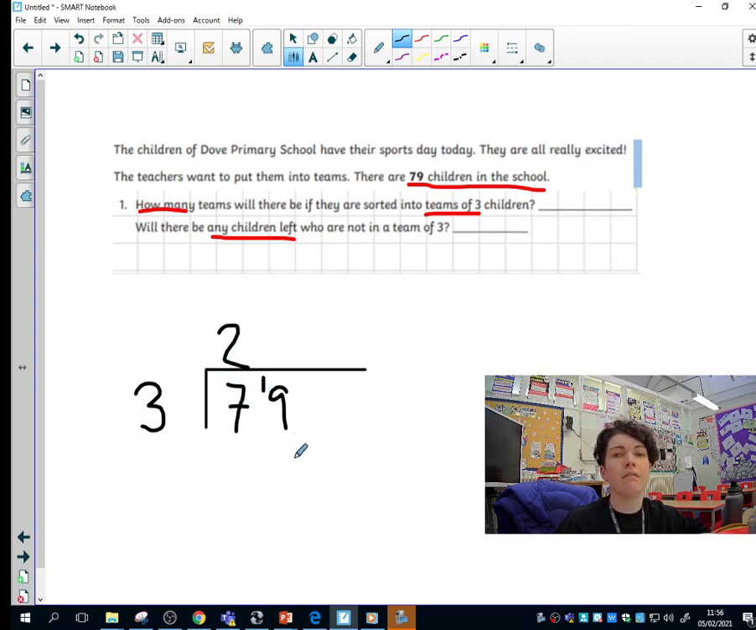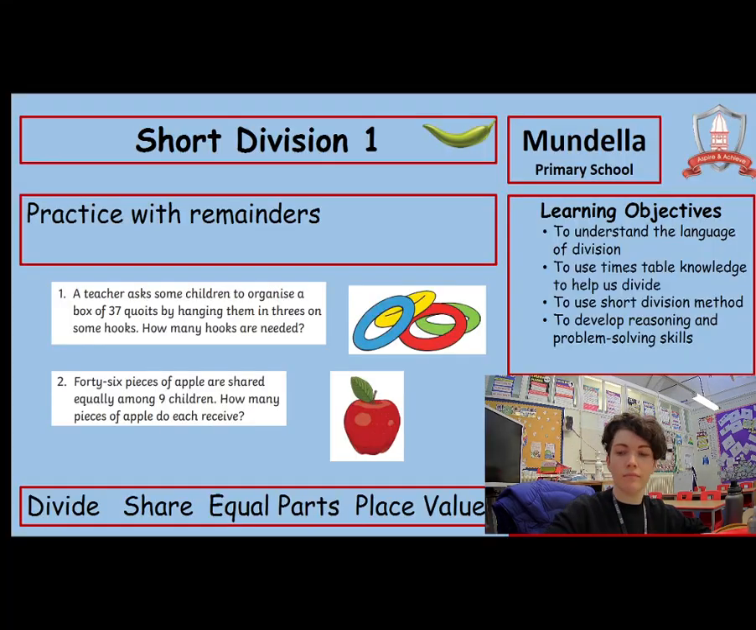3s into 19. Know my 3 times table. I know that 3 times 6 gives me 18, and I'm going to have 1 left over. So I'm going to have 26 teams, but I've got 1 child left over. So my answer is going to be 26 whole teams, and I've got 1 child left over.